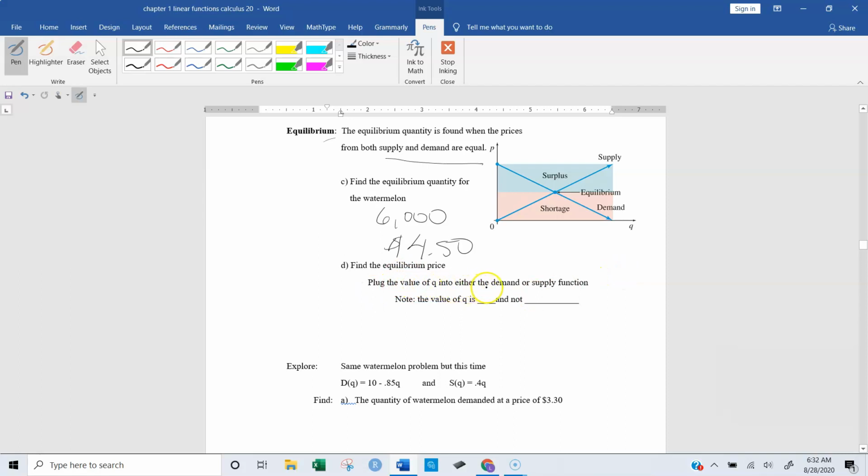Plug the value Q in either the demand or the supply function. The value of Q is, what do we want here? Oh, this is this down here. The value of Q is 6, not the 450. So I want to make sure that you realize which one is the quantity and which one is the price. Okay, same watermelon problem, but this time I'm giving you a different function that they created. So you try it. Pause and give it a shot.